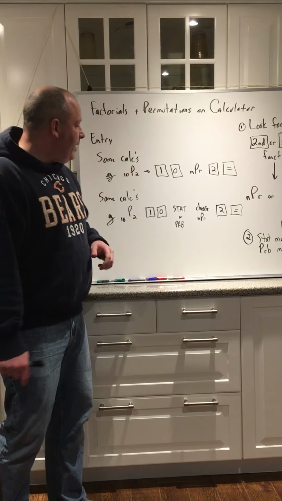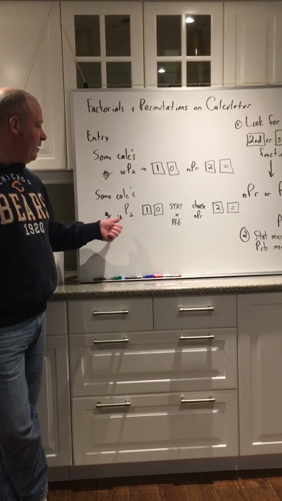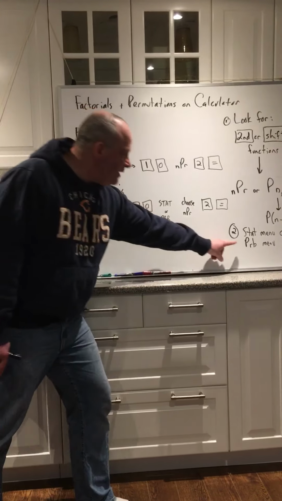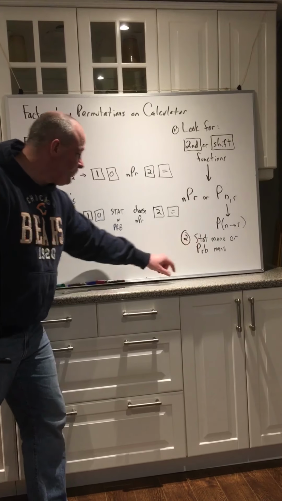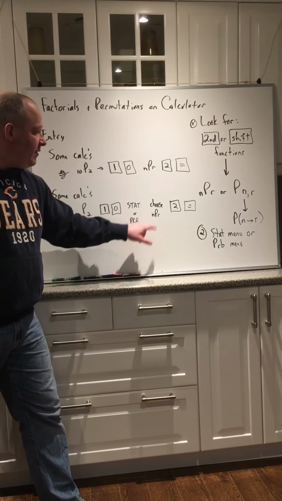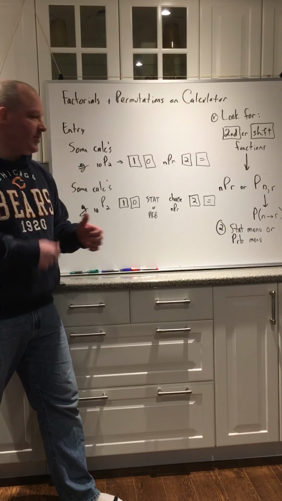Same calculation. If you have a different calculator, it may be a little bit different. Again, same 10P2. You may have to put the 1 and the 0, and that will be for these calculators right here that have a menu. You're going to go STAT or PRB, menu. Then you're going to choose nPr. You often have to scroll left or right and press enter for that.